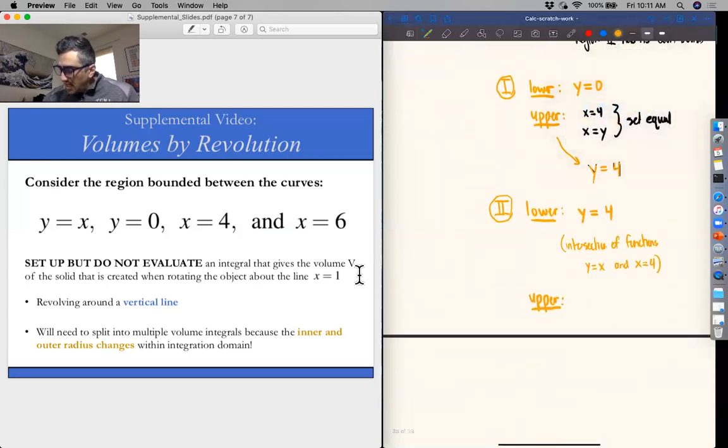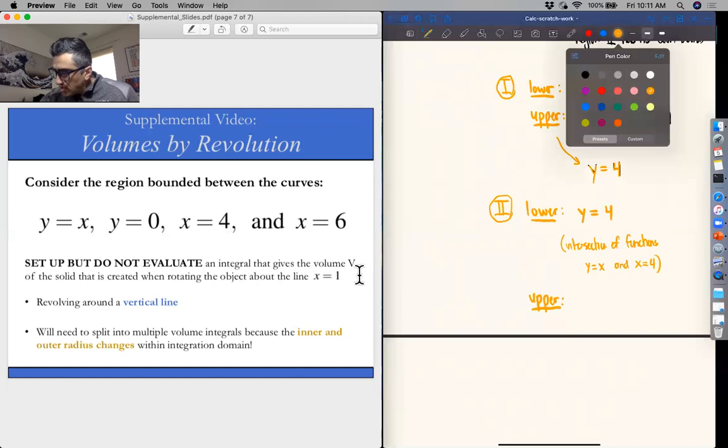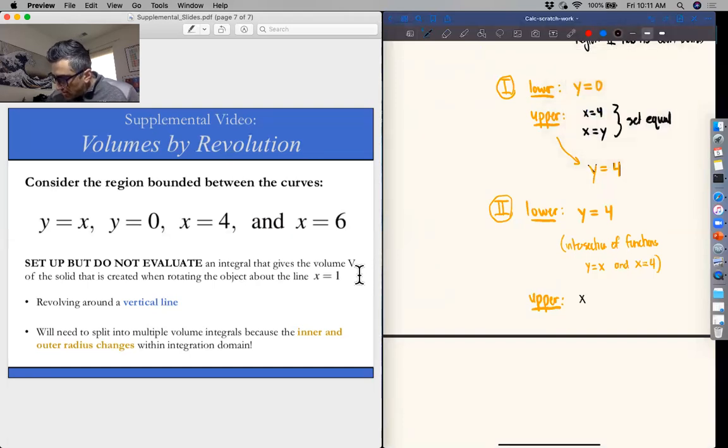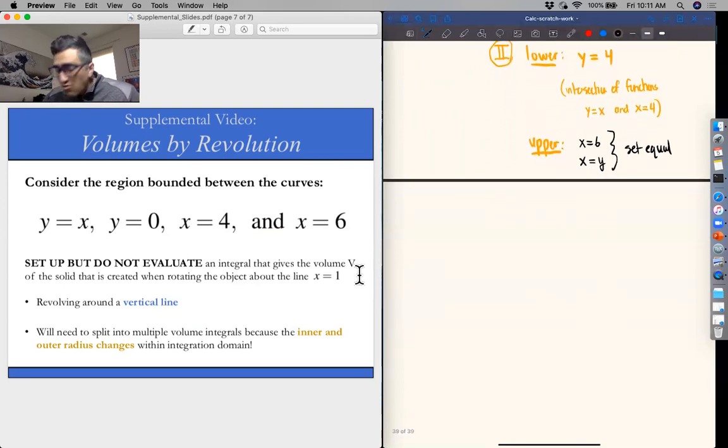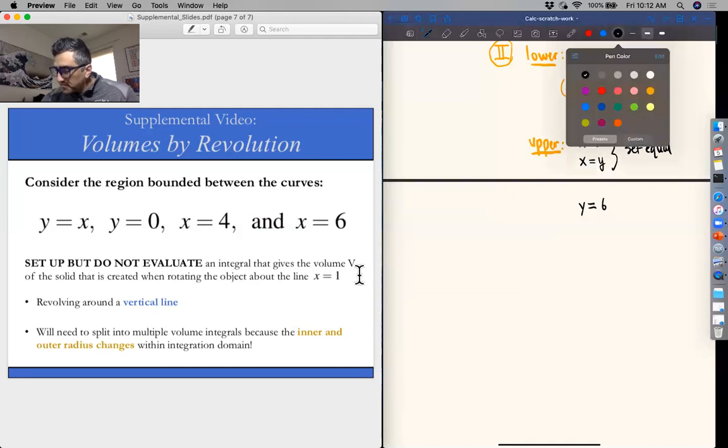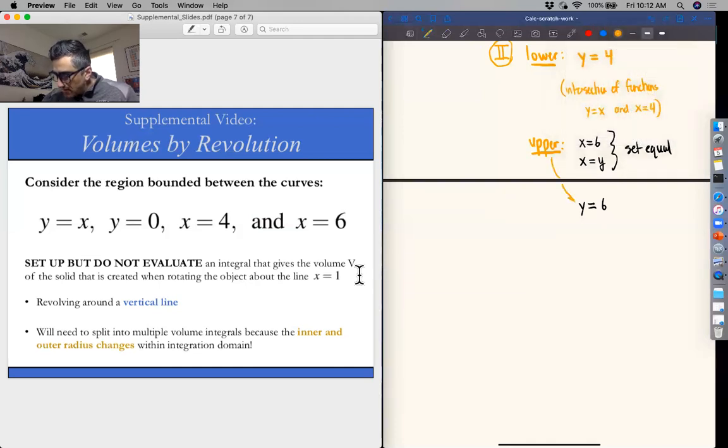So for the upper bound in region 2, we have our two equations that we'll set equal to each other. We had x equals 6 and we had x equals y. Again, we're thinking about these bounds in terms of y because we're revolving around a vertical axis. So we'll set these equal to each other just like we did in the previous problem to find that upper bound in region 1, or the lower bound in region 2 for that matter. So setting these right-hand sides equal to each other, we can set y and 6 equal. So we just find that y equals 6, and that would be our upper bound.